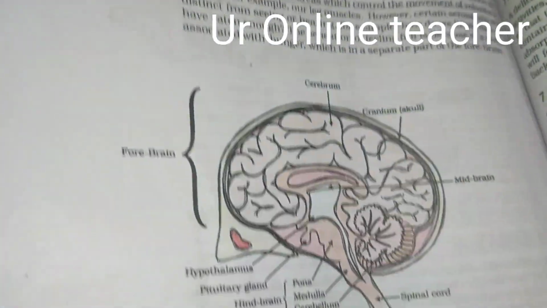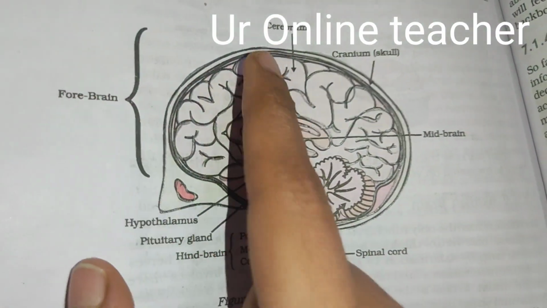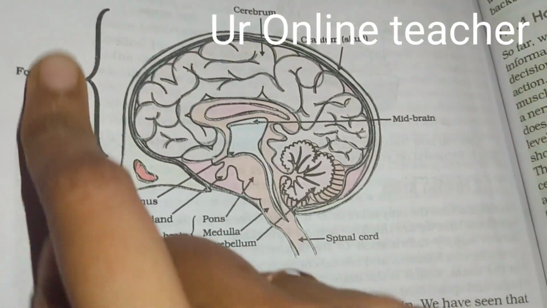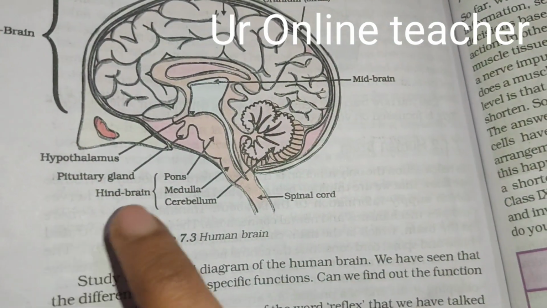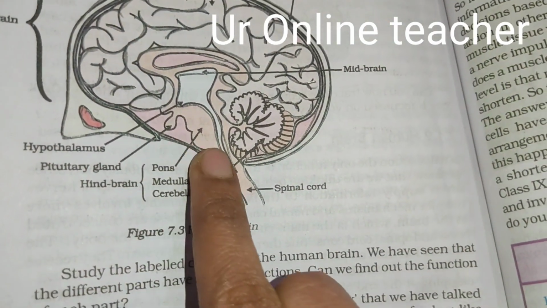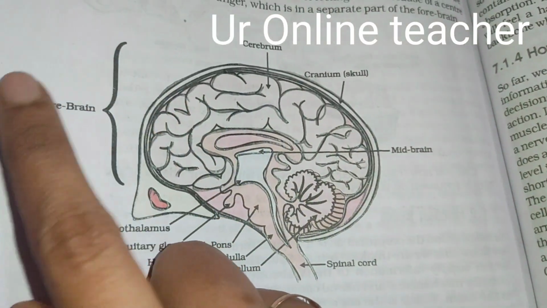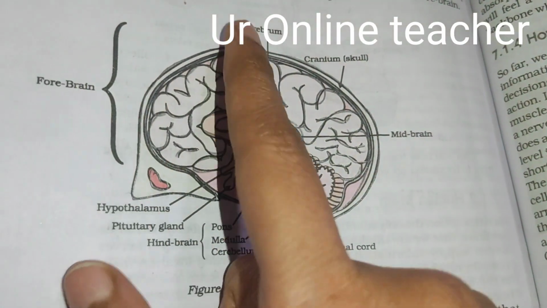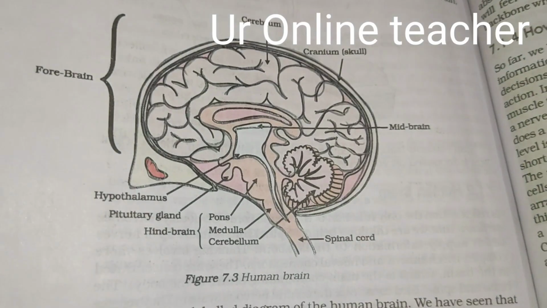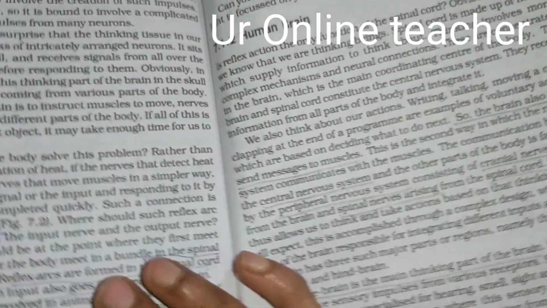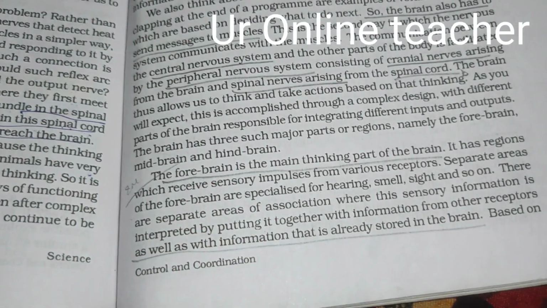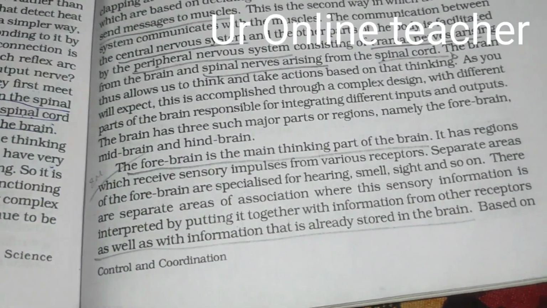So in the brain we can see here, this is the forebrain. The front part of the brain is the forebrain, in the middle part is the midbrain, and here the hindbrain is present. Let's see what the functions of the three regions present in the brain are. The forebrain is the main thinking part of the brain.